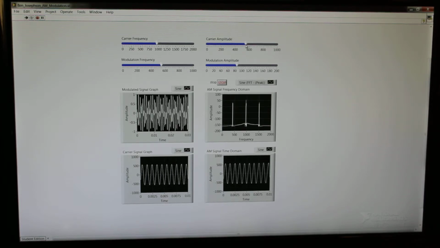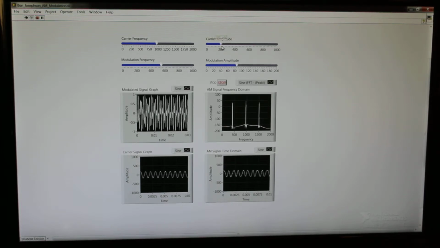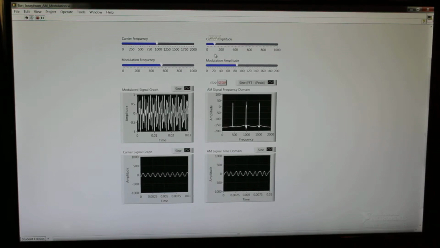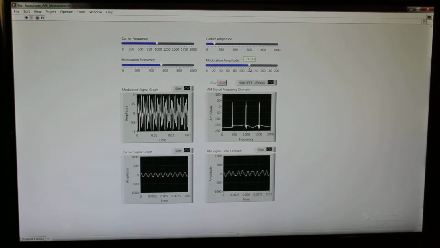Adjustment of the carrier amplitude adjusts the center frequency or the carrier frequency, and adjustment of the modulation amplitude adjusts the frequency or the amplitude of the sidebands, which is where the actual information signal is being carried. So this VI was created to help myself develop a better understanding of the modulation process.